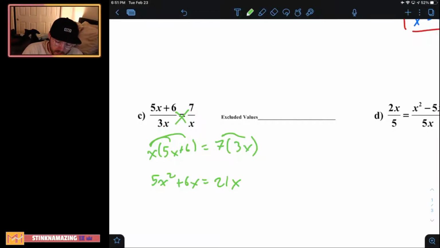Why is there no distributing? Because of what I just said. That's a single term, and this is 2 terms. That's when you have to distribute. Here, it's just a simple multiplication.